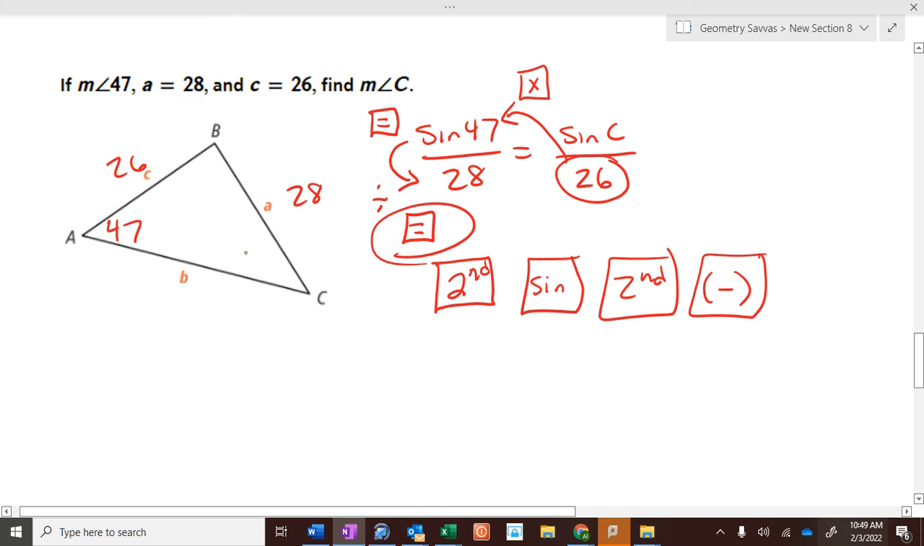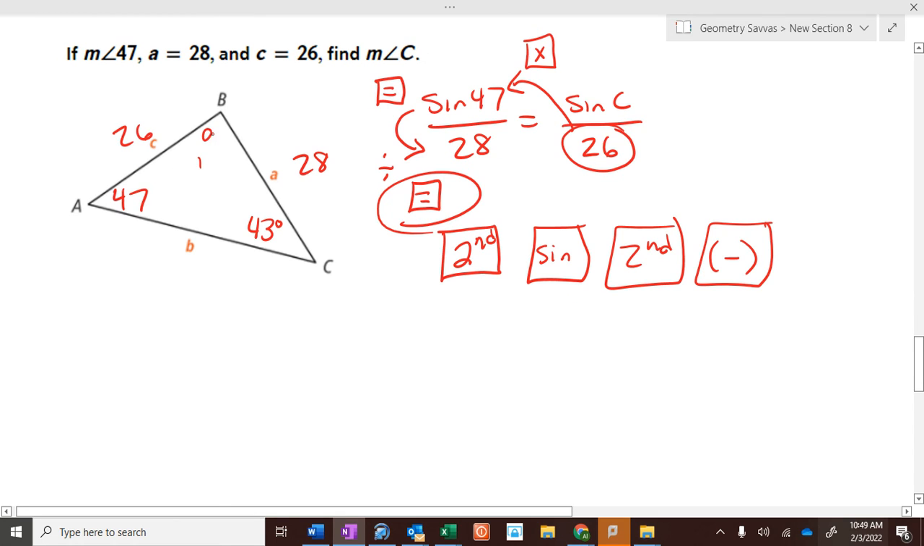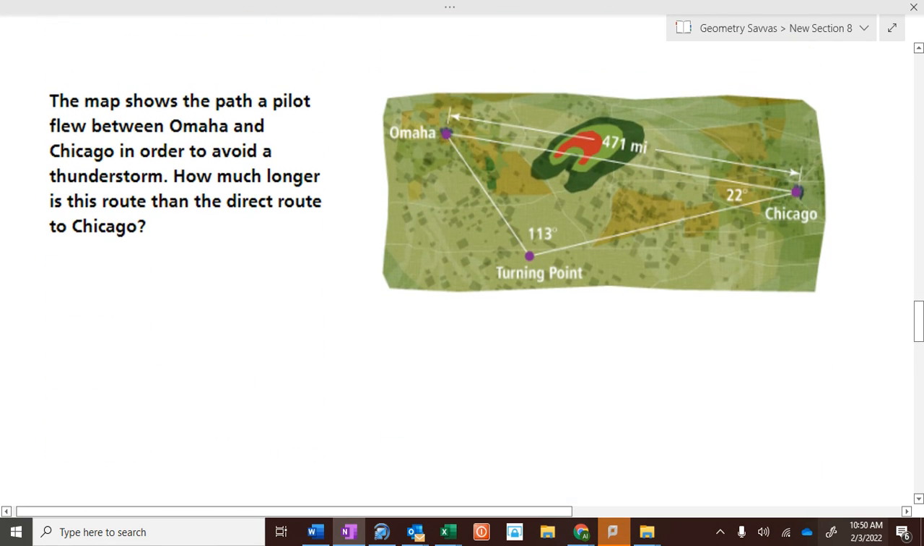How many degrees? 43 degrees, which makes B how many degrees? 90 degrees. Okay, does everybody know how to use the second sine, second answer buttons on your calculator? Makes things really nice. All right. Now, we just figured out angles.